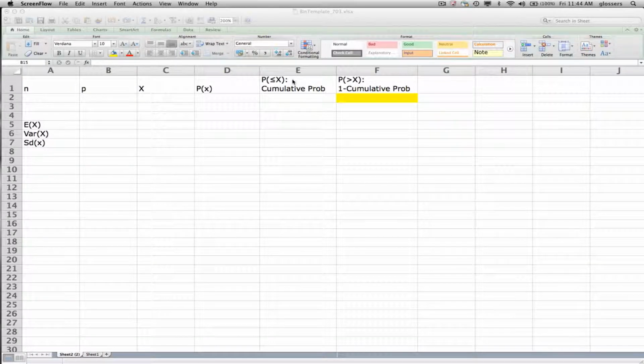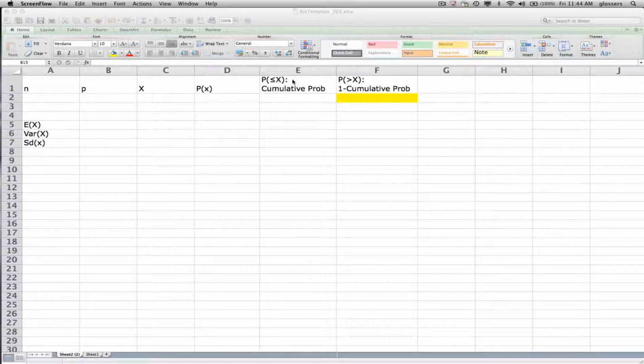Hi class. In this discussion I'd like to show you how you can use Microsoft Excel to calculate binomial problems, so as to, let's say, answer the problems that are in chapter 5 of your text.